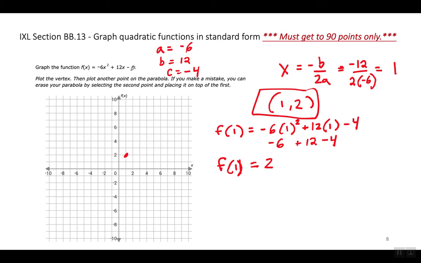Now, the easiest other point to try to plot on the parabola is the y-intercept, which is always this number. So in this case, that's really easy. Just put a dot at negative 4 and you're done. IXL will do the rest. The parabola is going to have a dot on the opposite side over here. And there's my graph of my parabola.